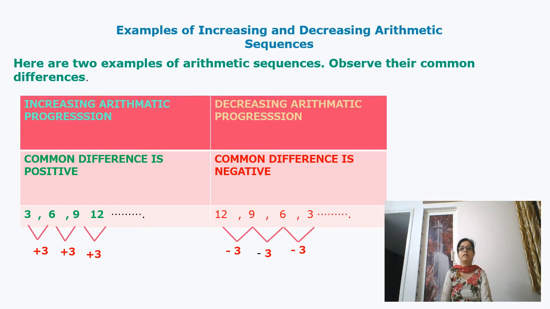Children, here we will discuss the conceptual knowledge of an AP. So first let us understand what an AP is. Here you can see two tables. In the first table it is written that common difference is positive. Now what does this statement mean?